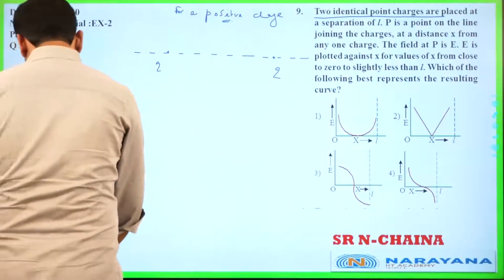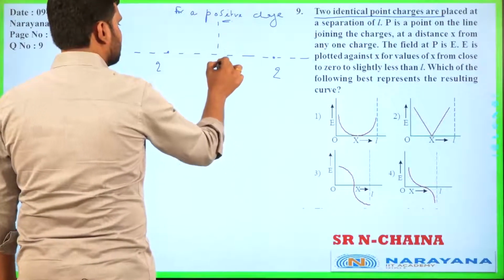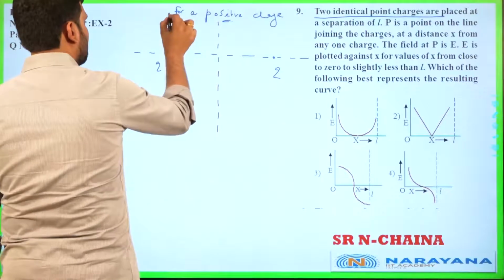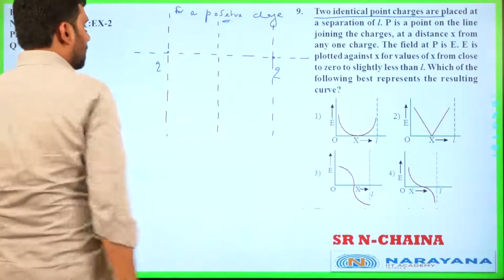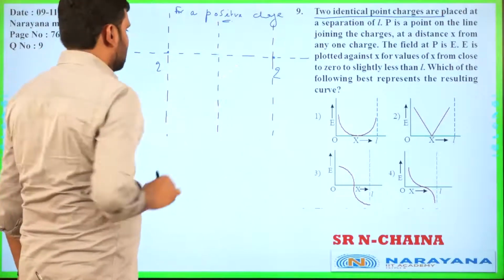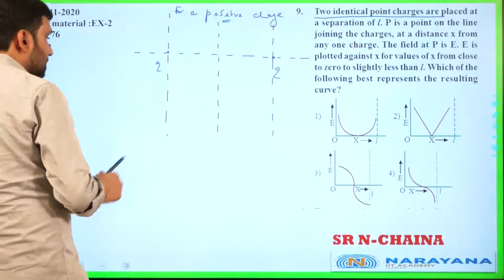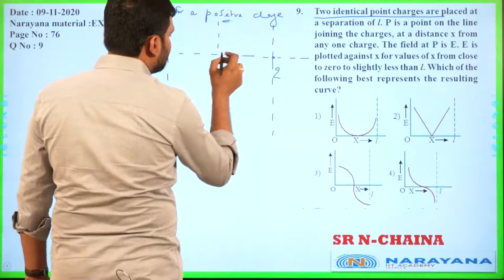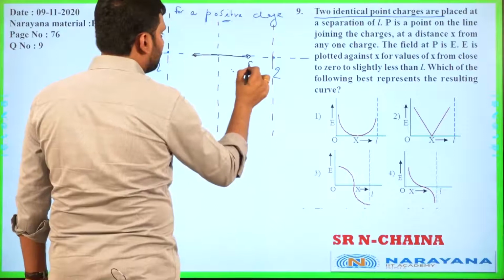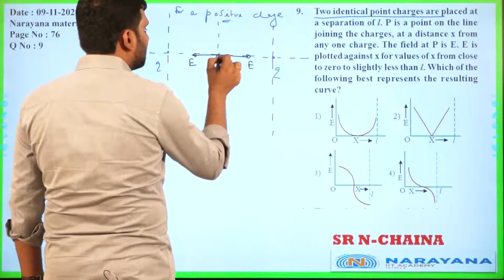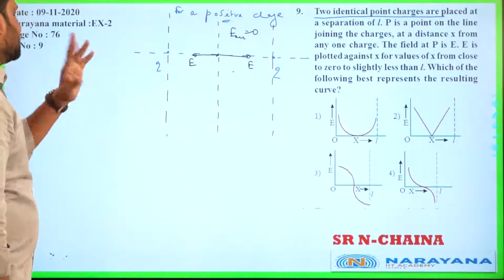Now try to imagine, if this is the exact midpoint, then the field due to the two charges will cancel each other. I mean, one field will be in that direction, another field will be in this direction, both of equal magnitude. So here E net will be equal to 0, right? Here E net equal to 0.